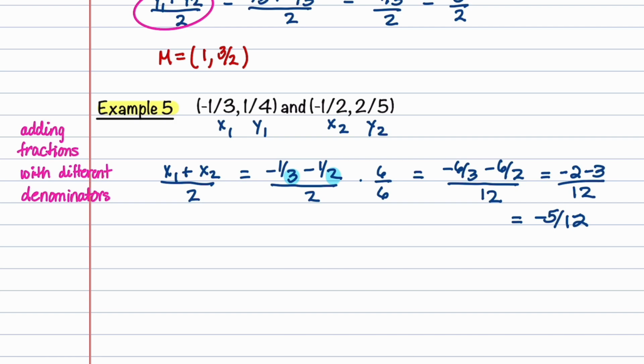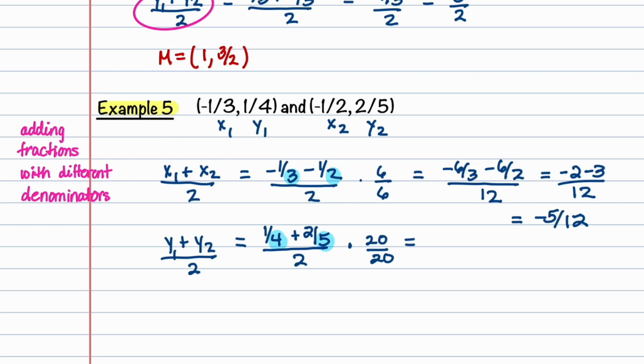Let's do the same thing for our y-coordinate. We have y1 plus y2 divided by 2. Our y1 is 1/4, and then our y2 is 2/5, and we divide that by 2. We're going to take 4, multiply it by 5, and then multiply the top and bottom by that number. That's just like multiplying by 1.